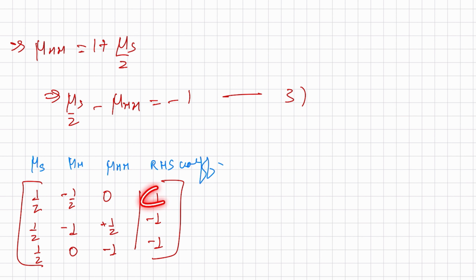Similarly, for the last equation, you see it's half for mu S, mu H is not present, so coefficient is 0, for mu HH it's minus 1, and the right-hand side is minus 1. Let's try to solve this using row reduction method.